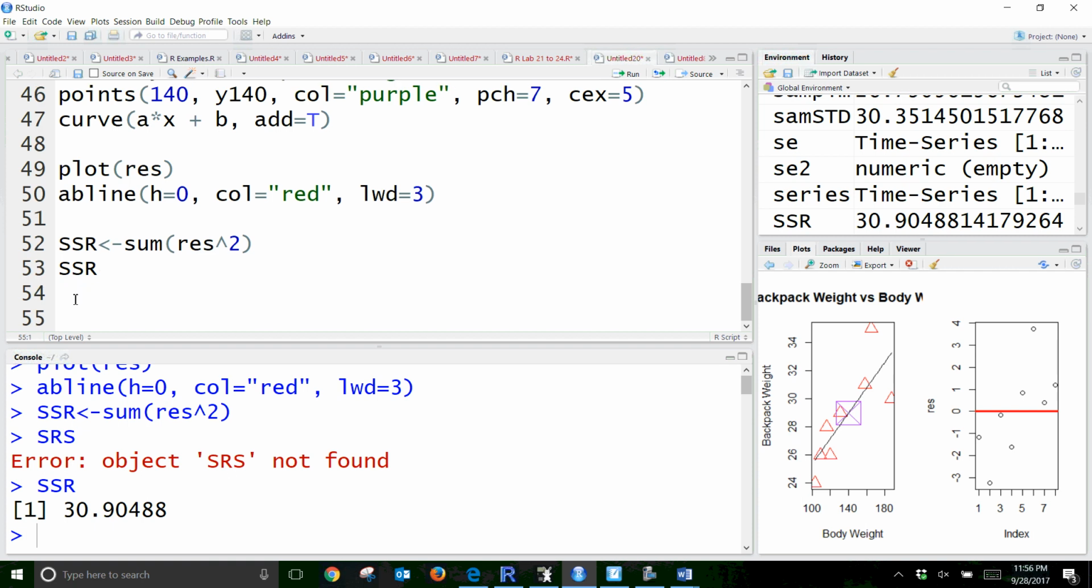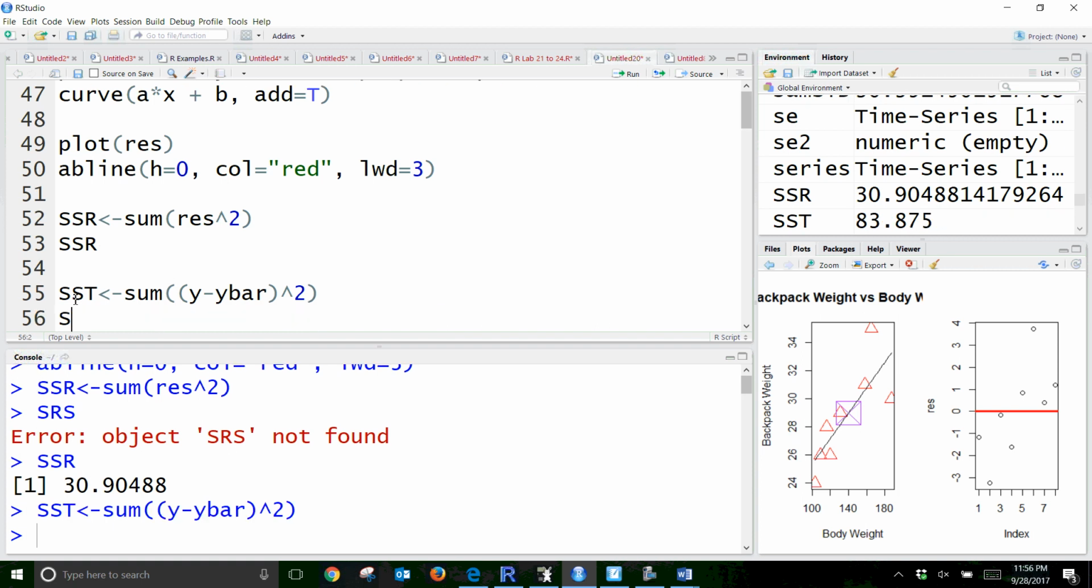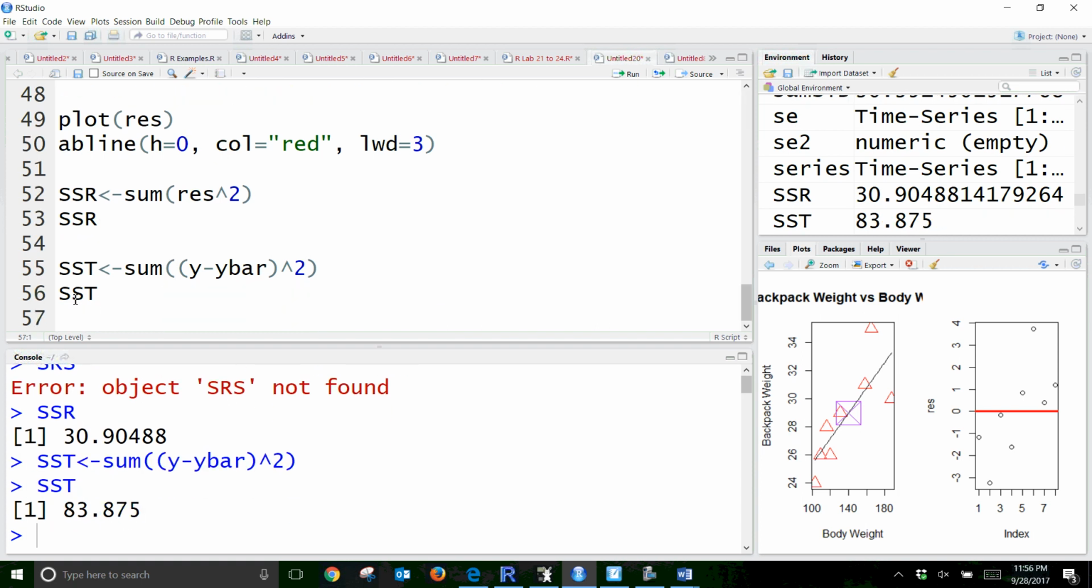And we want to find the sum squared totals, which is the difference between the data point and the mean, and then we'll go ahead and square that, and we'll add all those up. So that's going to be the sum of the difference between y minus y bar, and again we're going to square that. Sum all that up. And let's take a look at that. That's our 83.875.